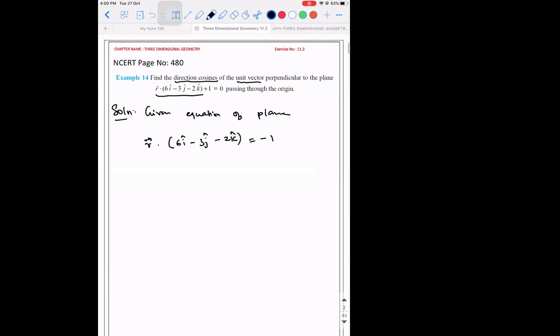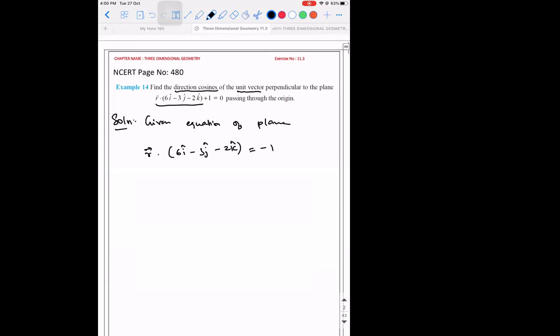Can I write it as minus 1? Okay. It is in which form? I'll give you two options. Tell me which is right. r vector dot N vector is equal to d, or r vector dot N cap is equal to d. Which is right? It is actually N vector.